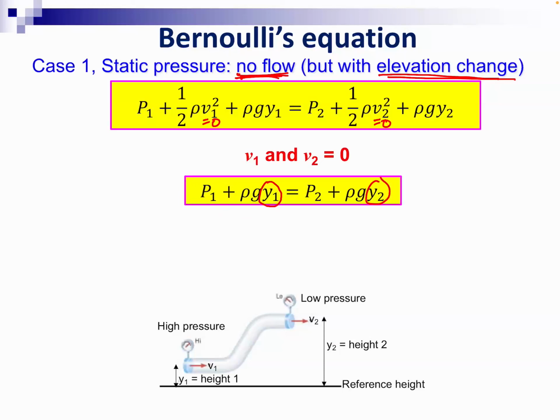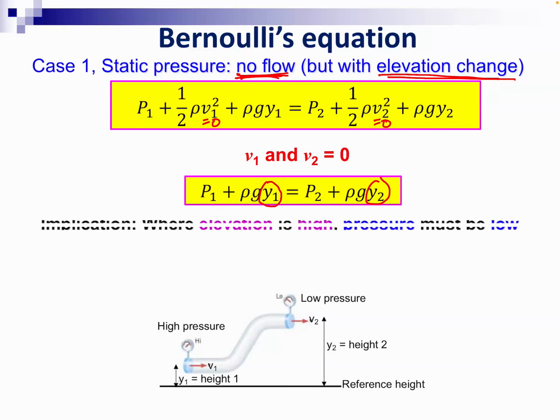So again, this is an equal sign, so it's a balancing equation. What this balancing equation implies is that if the elevation is high, the pressure needs to be low in order to maintain this equal sign. So if you increase the elevation, you increase this term in the equation, and this first term should decrease correspondingly, so that if you add these two, it should equal the number on the left.